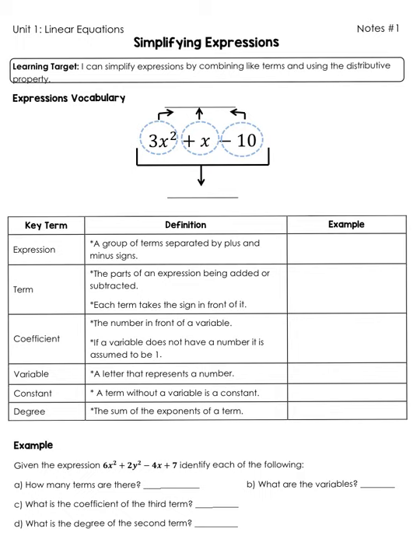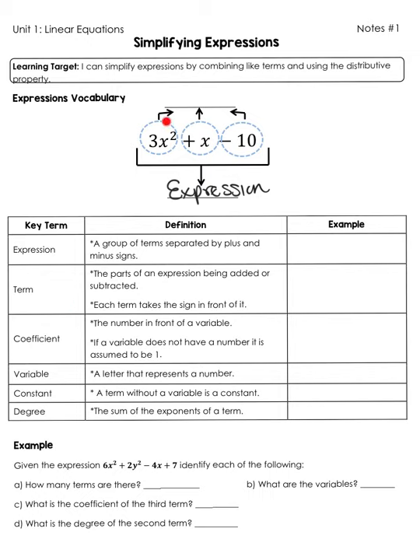Before we can start simplifying our expressions, we need to talk about some vocabulary that we use to talk about expressions. So in our example here, this whole thing is an expression. The definition of an expression is a group of terms separated by plus and minus signs. So we can see here that I have some terms. There are plus and minus signs happening. That's my expression. The terms are the parts of an expression that are being added or subtracted. Each term takes the sign in front of it.